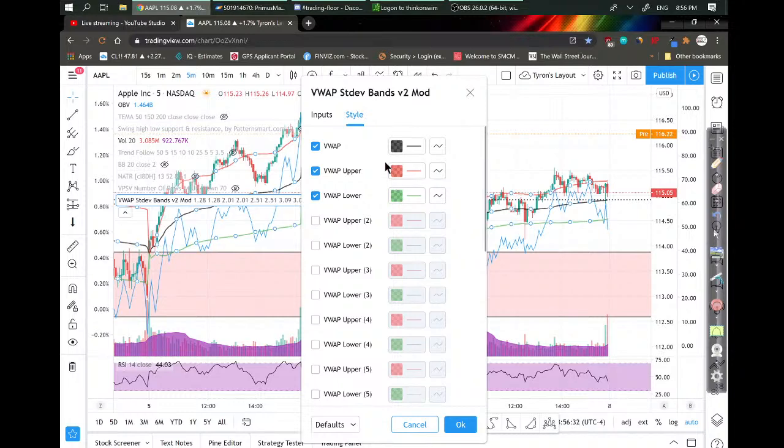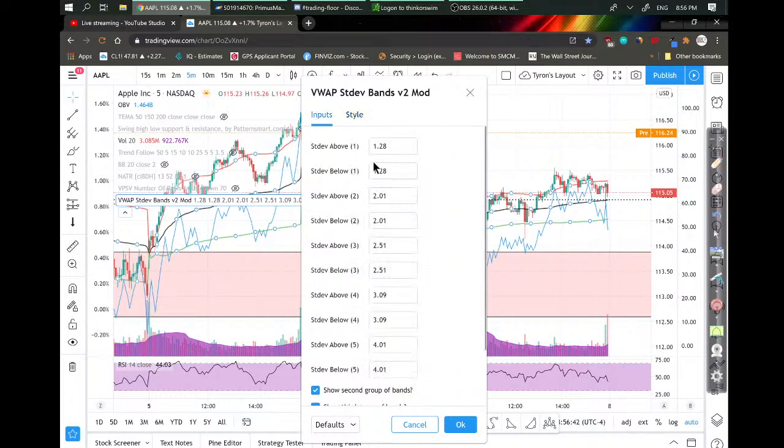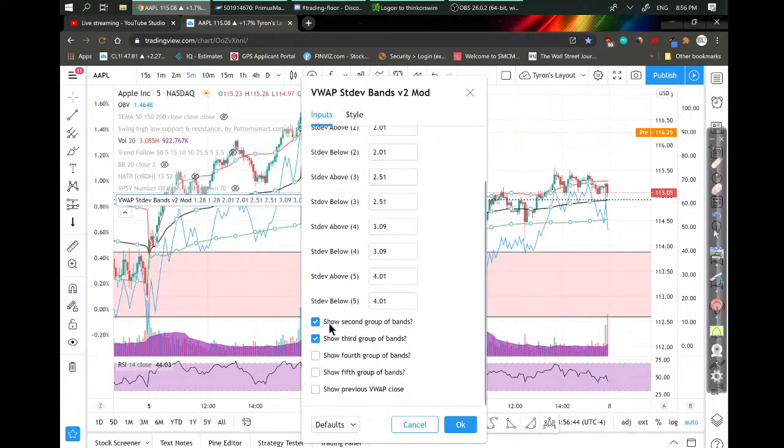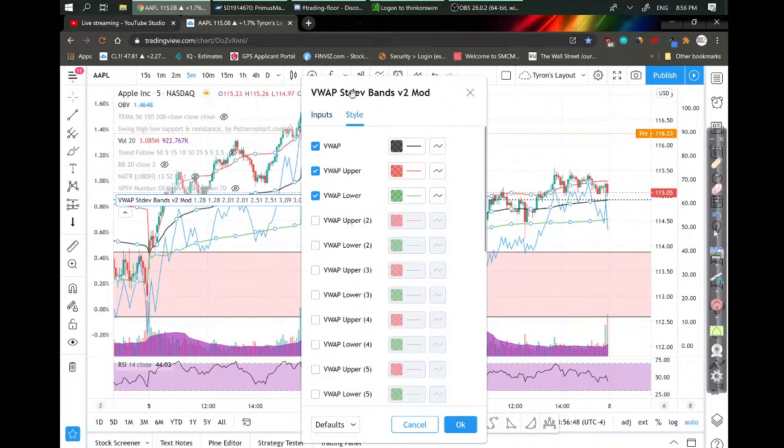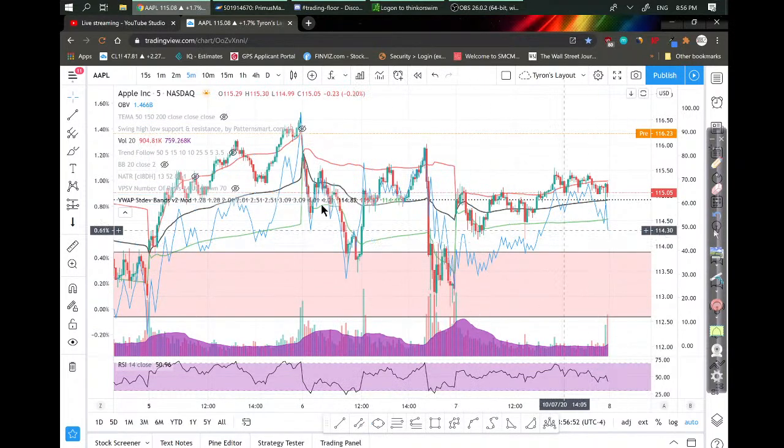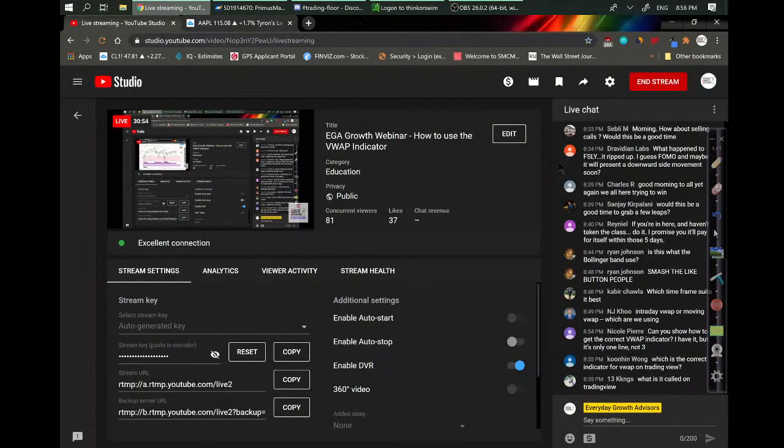For me specifically, I like to keep my colors the same, right? Red for overbought, green for oversold, right? Black for the average, and for the inputs, you don't change anything here. You can uncheck these two if you want. Doesn't really make a difference, but you just want these three on the top, and that gives you the 75th and 25th percentile. That should be pretty straightforward for you to do.